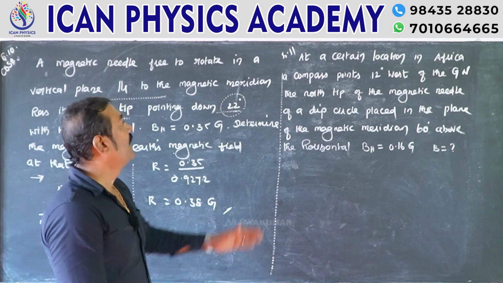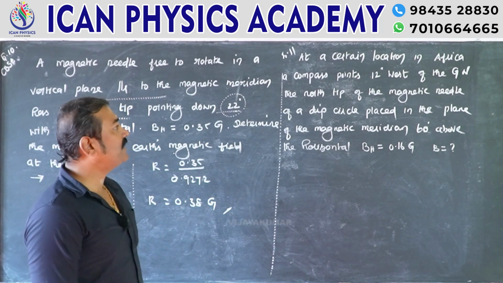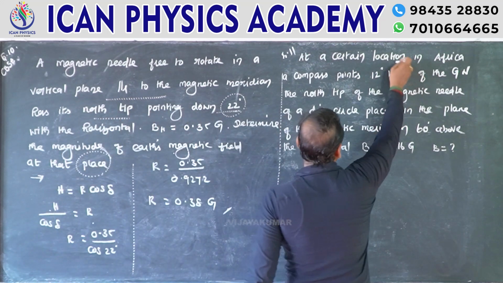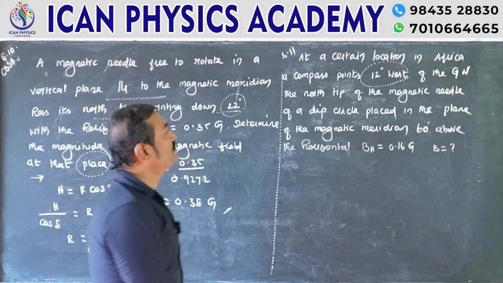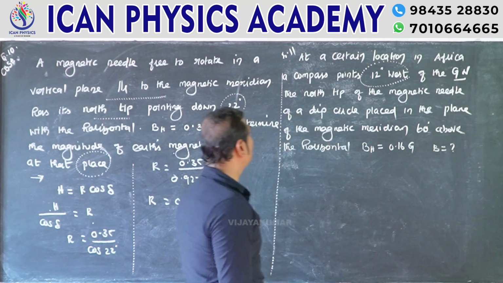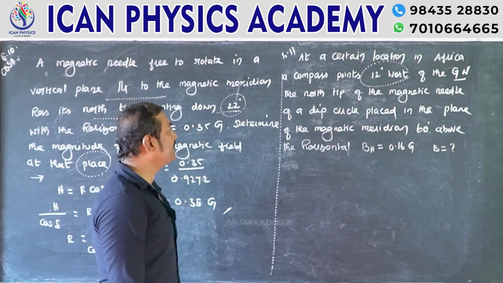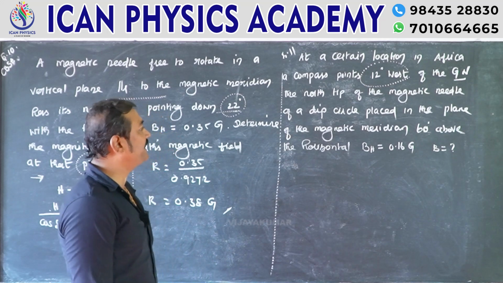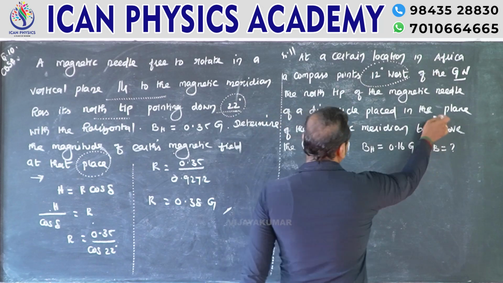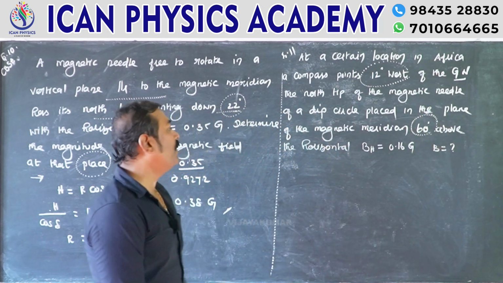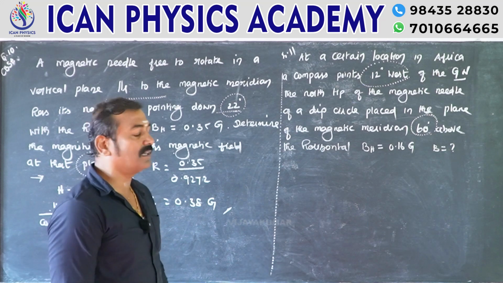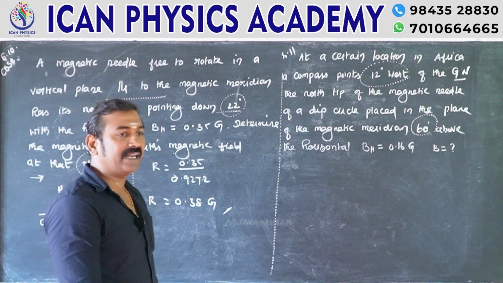No doubts. At a certain location in Africa, a compass points 12 degree west of the geographic north. So what is GN? That is geographic north. The north tip of the magnetic needle of the dip circle placed in the plane of the magnetic meridian is 60 degree above the horizontal, with a horizontal magnetic field of 0.16 Gauss. Then what is the magnetic field at that point?